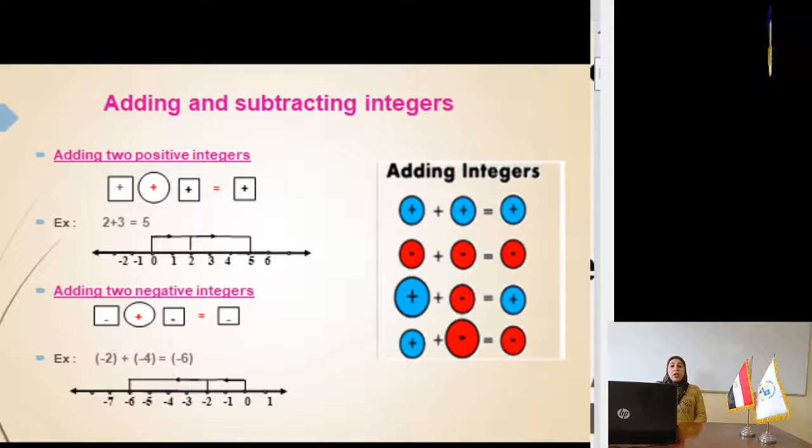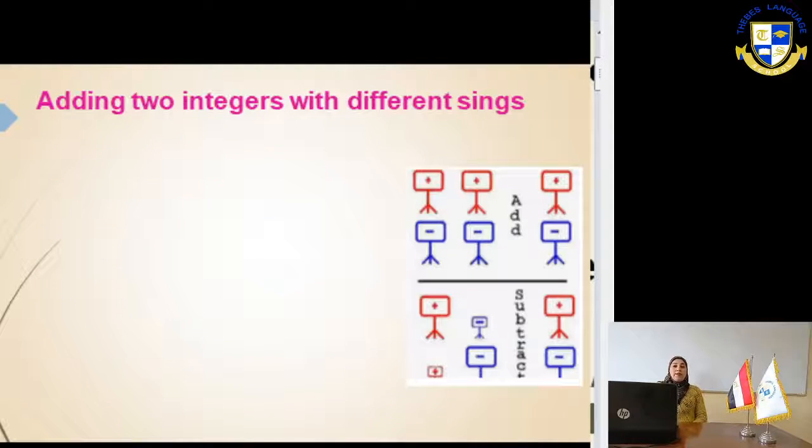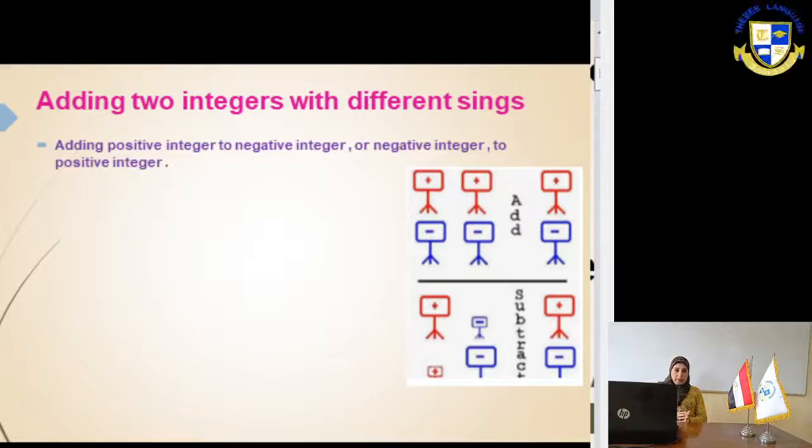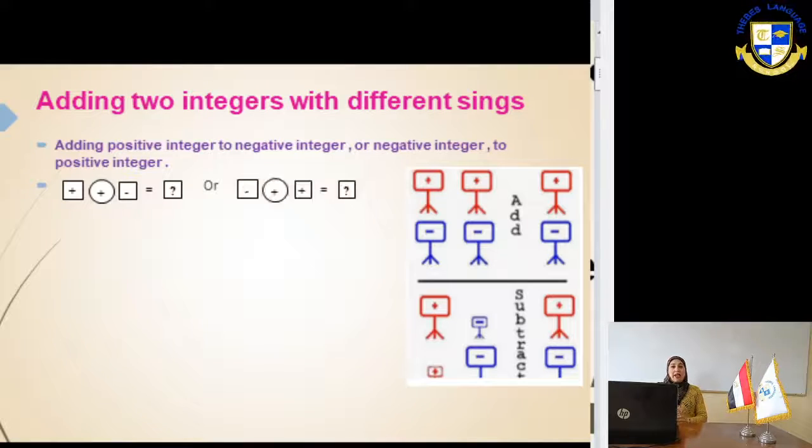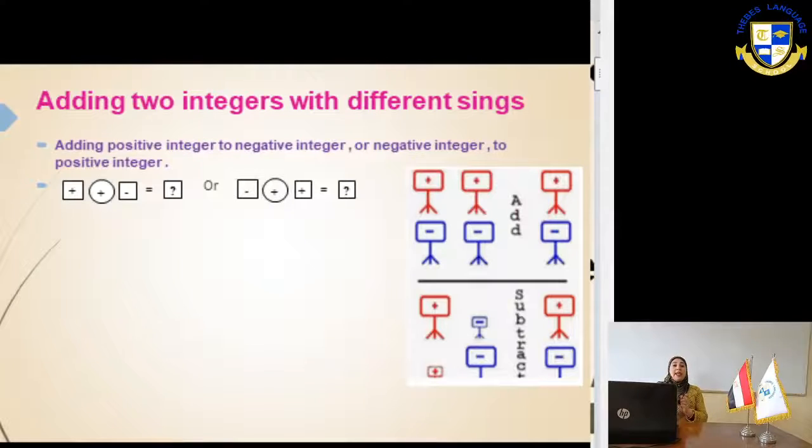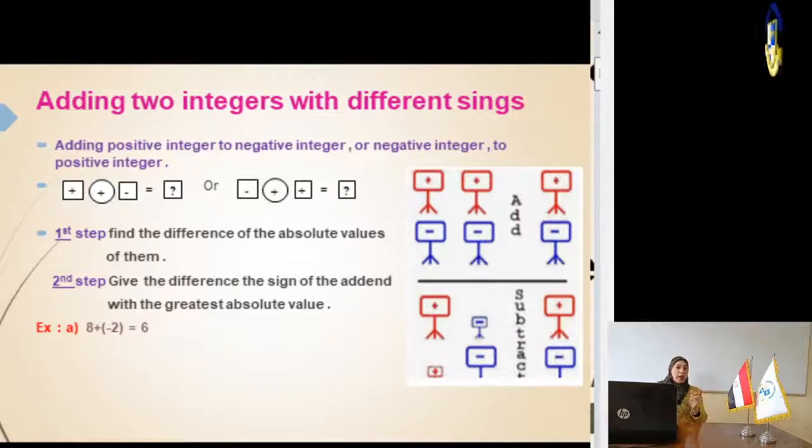Here, if I have two different sign integers, if I am adding two integers which have different signs, what should I do? Okay, our first step, I must take the difference between them. After that, I'll give the result the sign of the greater integer. So, for example, if I have 8 plus negative 2, take the difference between 8 and 2 only. It looks like 8 minus 2. The answer will be 6.